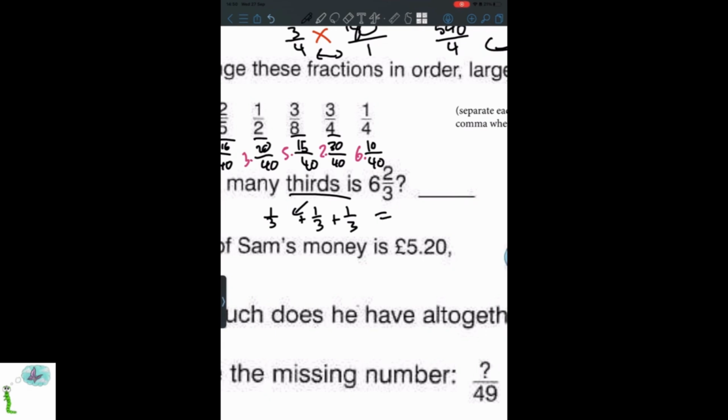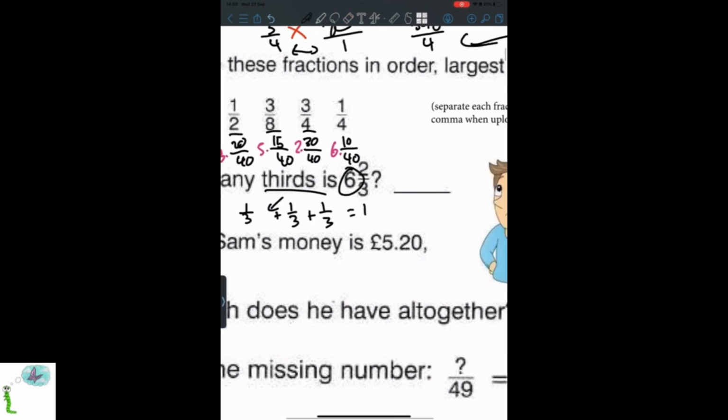You know how to add fractions, you just add the top number and leave the denominator the same, so we're going to get 3 over 3, which is 1 whole. So 3 thirds is 1 whole, because that's basically what a third is, right? It's divided into 3 bits. So if 3 thirds is 1 whole, how many do we need to get 6 wholes? We need 1 whole times 6.